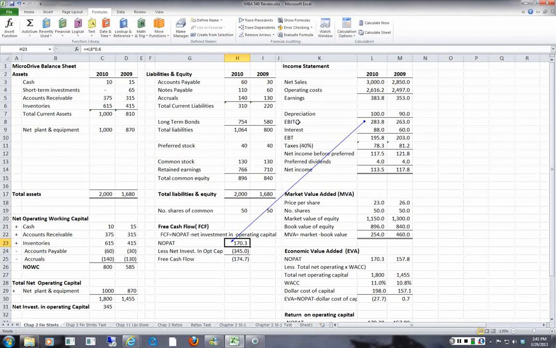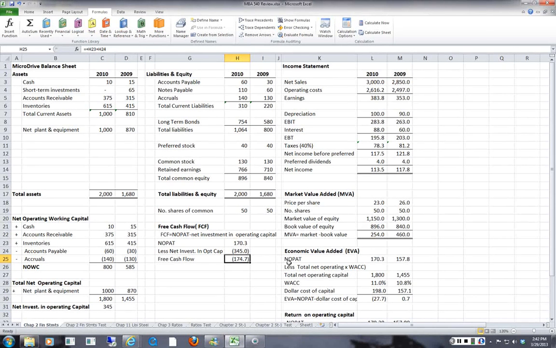$283.8, which is earnings before interest and taxes, and we're going to multiply it by 0.6, which is the after-tax factor. Taxes are 40%, so we take the reciprocal of that and multiply by 0.6, which comes down to 170.3. That's net operating profit after taxes, NOPAT. And from that, we deduct this $345 increase. It's really thousands, so I guess I better say thousands. We're going to deduct $345,000 from that. So we come up with a negative free cash flow of $174.7.